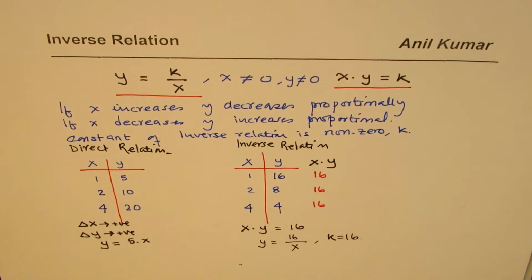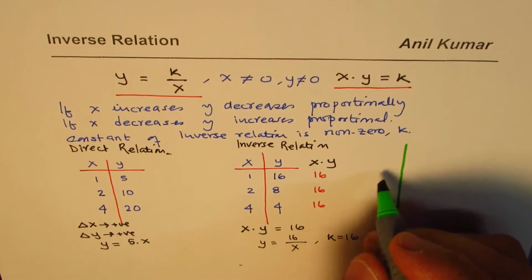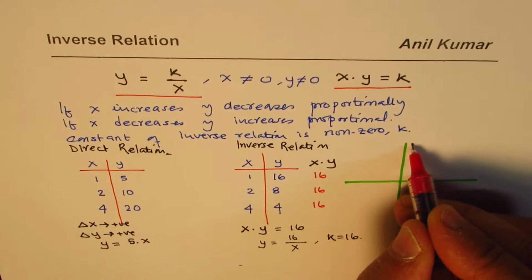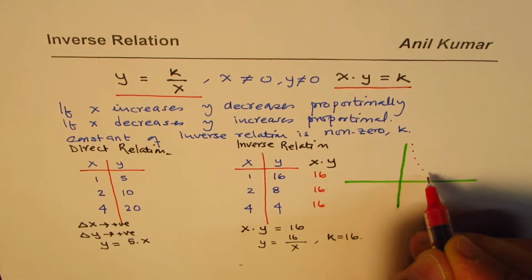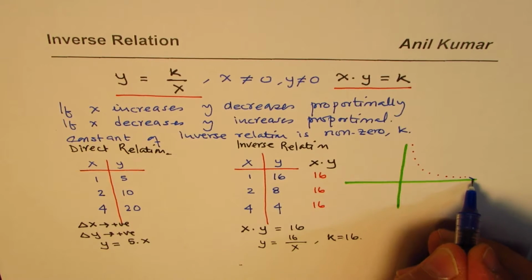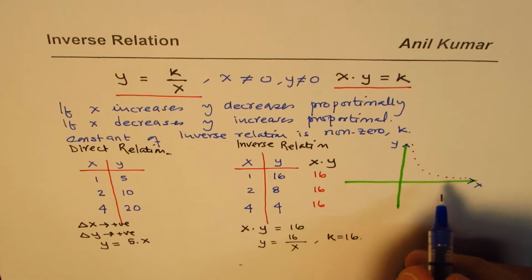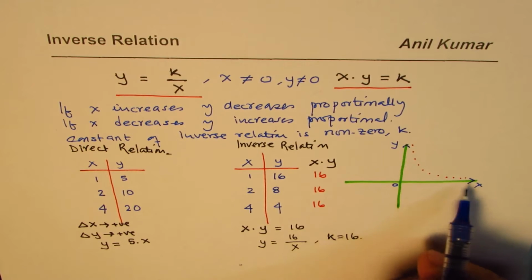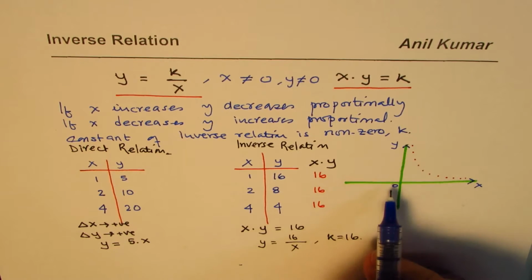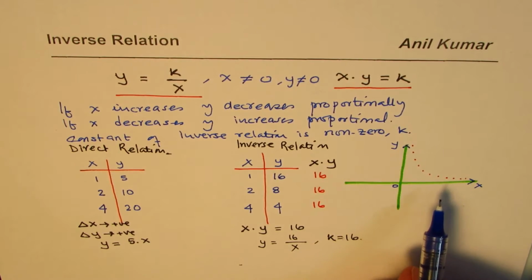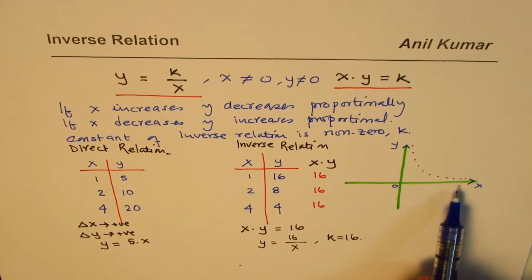You can also figure out an inverse relation from a graph. Let me sketch one. If you have an inverse relation, then the graph could be of one of these kinds. If you have discrete values, it could look something like this. Let's say we have x here and y on the y-axis. As x increases, y decreases. As x approaches 0, y approaches a very large value. However, x and y can never be 0. Do you see that? So these are the conditions which we have understood and can be seen on a graph.